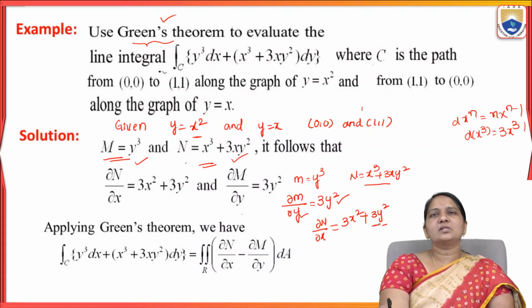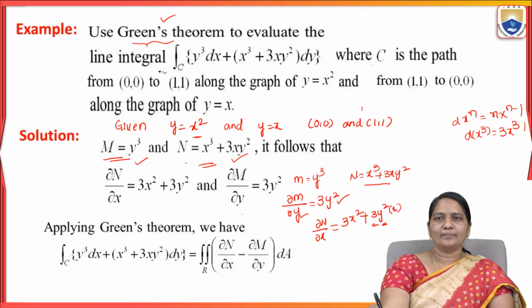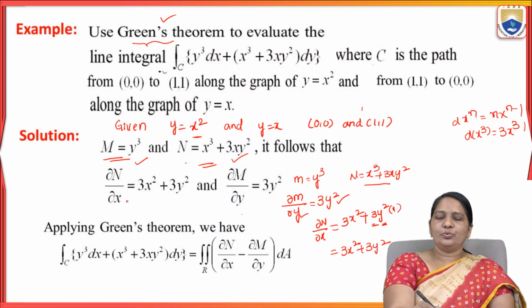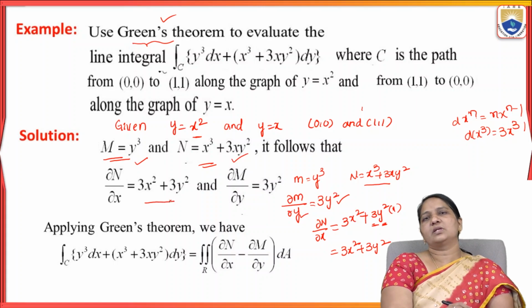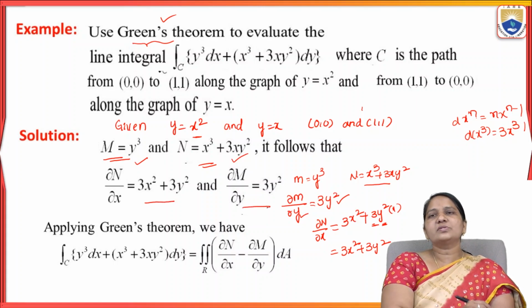Already we discussed in partial differentiation that when you differentiate with respect to x, y is treated as constant, and if you differentiate with respect to y, x is treated as constant. That basic rule you should remember. So here 3 is constant and y squared is constant, and the derivative of x is 1. Finally, dou N by dou x is 3x squared plus 3y squared, and dou M by dou y is 3y squared.